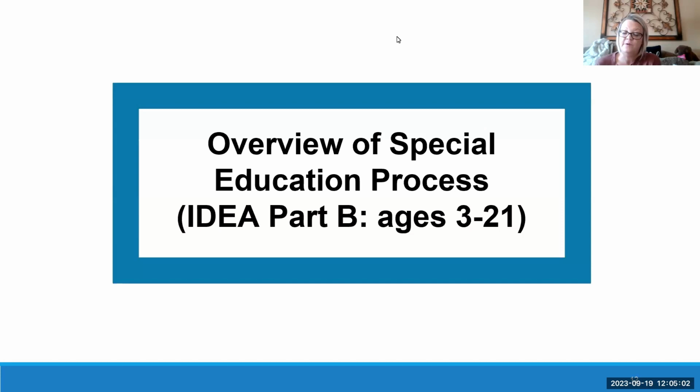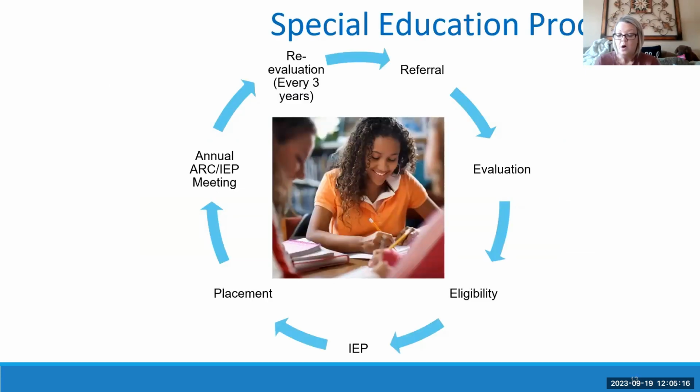So now we're going to dive a little further into the overview of special education, IDEA Part B, ages 3 through 21. Although it is required by law to have an annual review meeting, a parent can call a meeting at any time. Evaluations are typically every 3 years. However, the ARC may decide that the previous evaluation is appropriate and they may adopt it. Therefore, another evaluation would not typically happen for another 3 years.